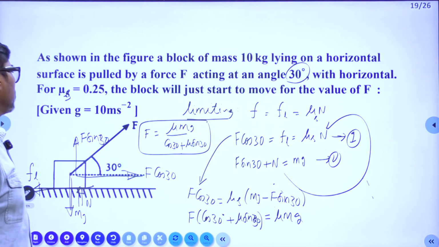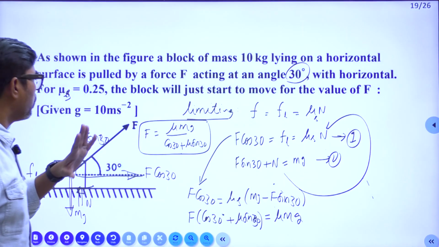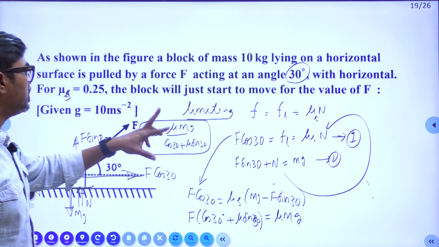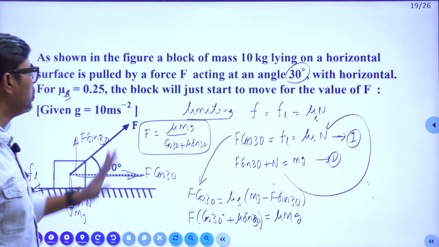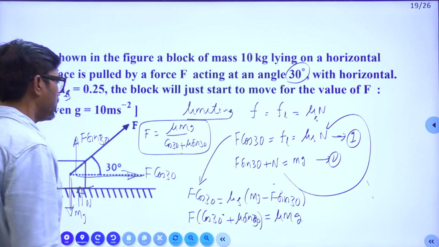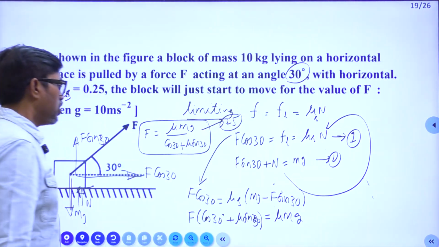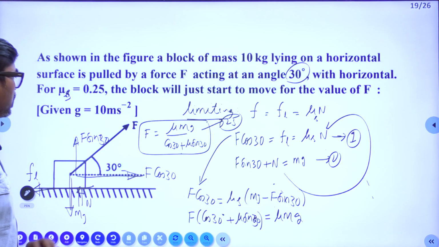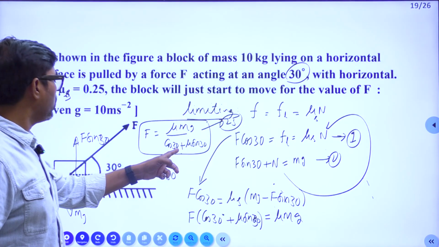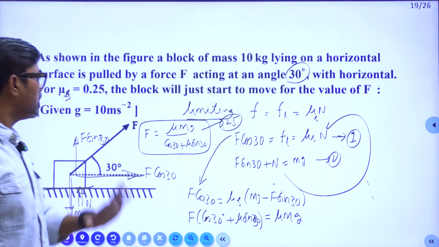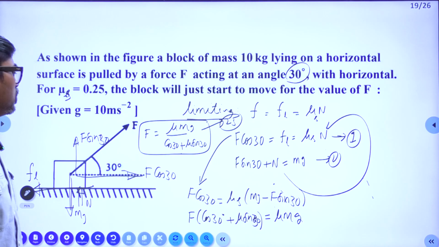You can substitute the values. What is mu? 1 by 4, 0.25. Mass is 10 kg. g is 10, meaning 100. 100 into 0.25 will give you 25 in the numerator. What about the denominator? Cos 30 is root 3 by 2. And mu is 0.25 into sin 30, which is 1 by 2. So 0.25 into 1 by 2 is 0.125.